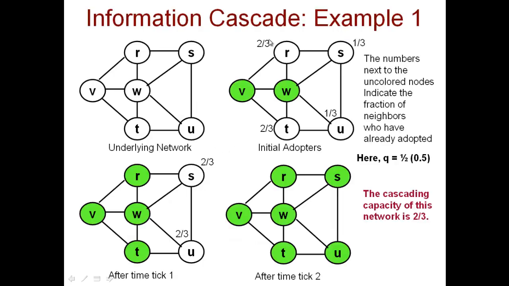So we say this two-thirds, or whatever numbers we have here as the cascading capacities of the nodes, because that's a fraction of the neighbors who have adopted. So the cascading capacity of the network cannot be more than the maximum of the cascading capacities of the neighbors of the initial adopters. So it cannot be more than two-thirds in this example.